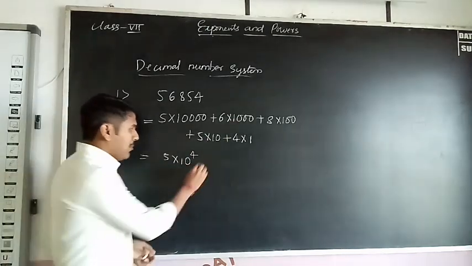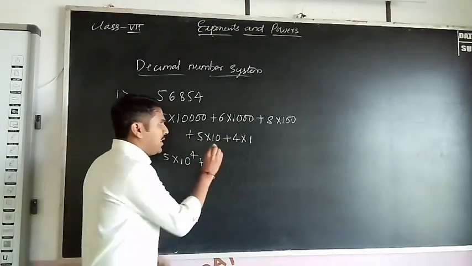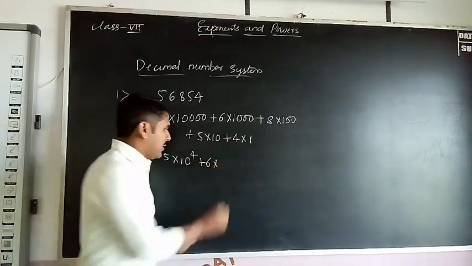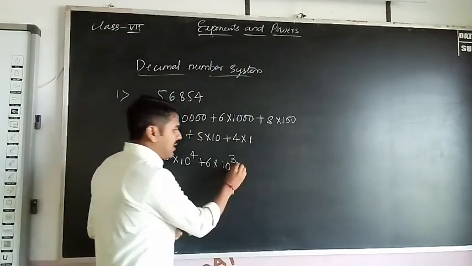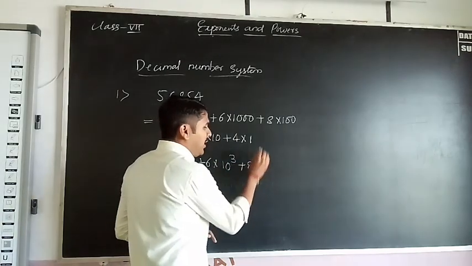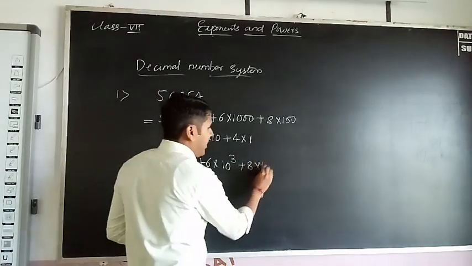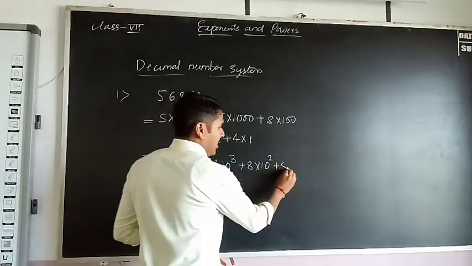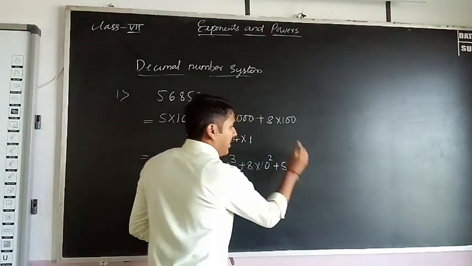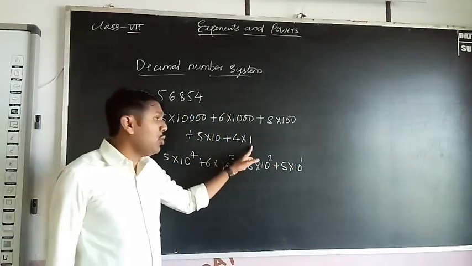Next, plus 6 into total how many zeros? 3 zeros. That means 10 raised to 3. That's it. Very simple. Next, 8 into 2 zeros, 10 raised to 2. Plus 5 into 10 raised to 1. Next, 4 into 1 is there.